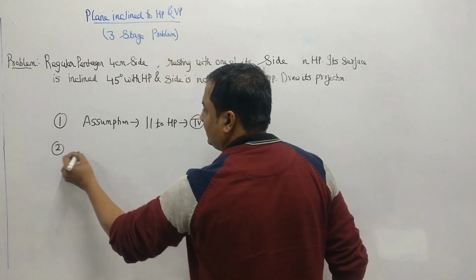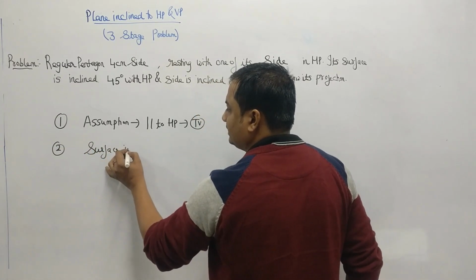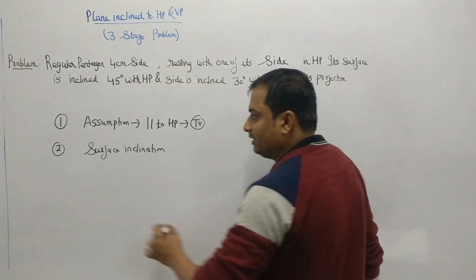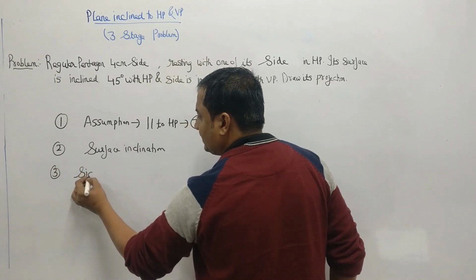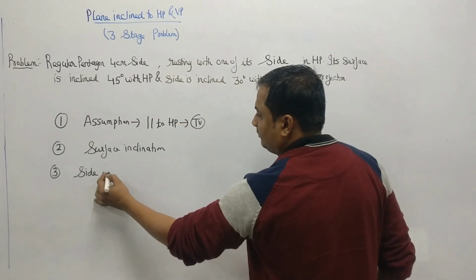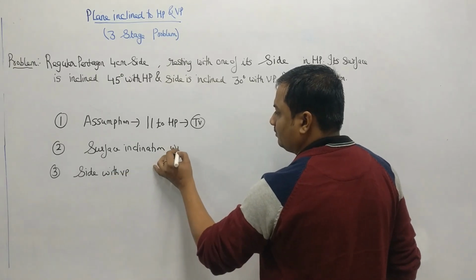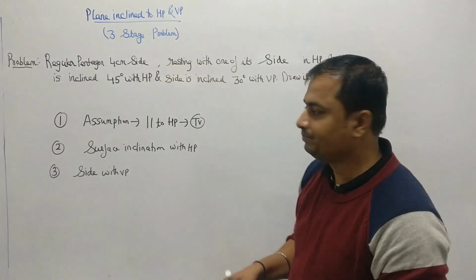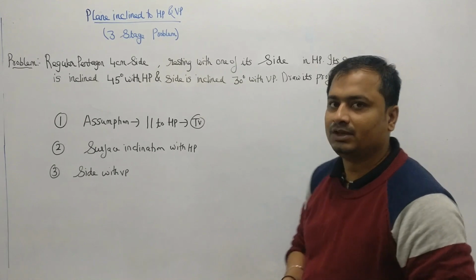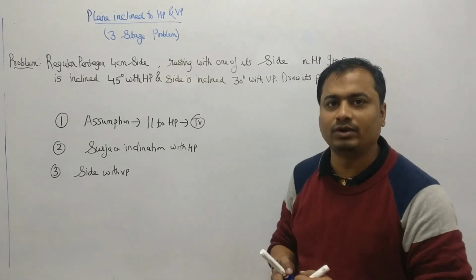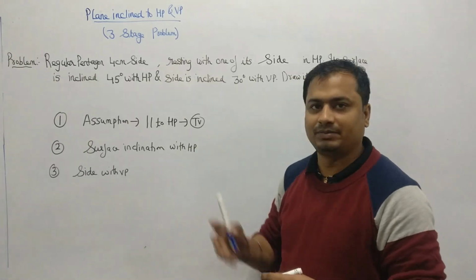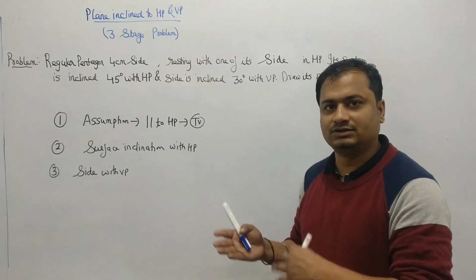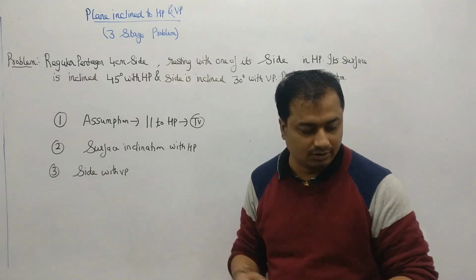In the second step, we are going to incline the surface by the angle given with the HP. And in the third stage, we are going to incline the side by the angle given with the VP. These are the three steps we are going to follow, and we are going to construct the projection of this regular pentagon. I will be drawing this pentagon by means of a scale, so you can follow and note down the construction of this problem in your copy.